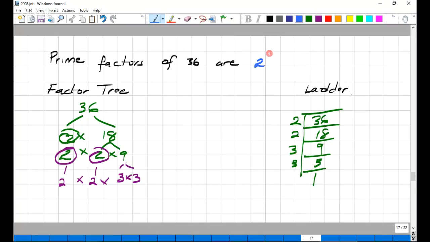2 and 3. We don't need to multiply those. We're not stating them to give us back the 36. We're stating what they are. So we're just grouping these, and we have 2 and 3.